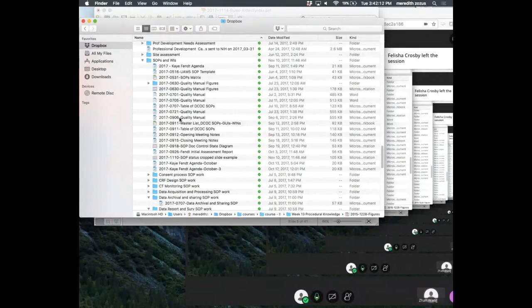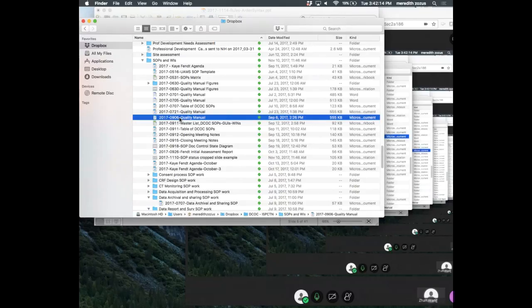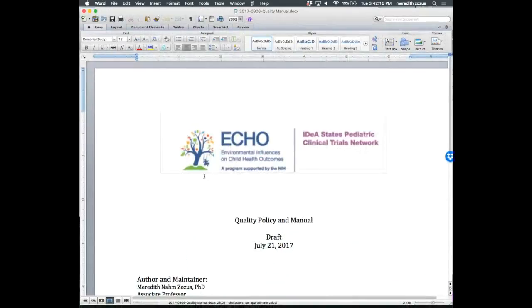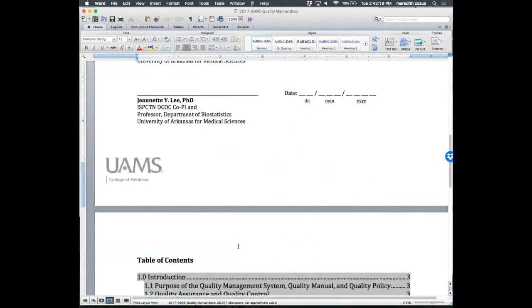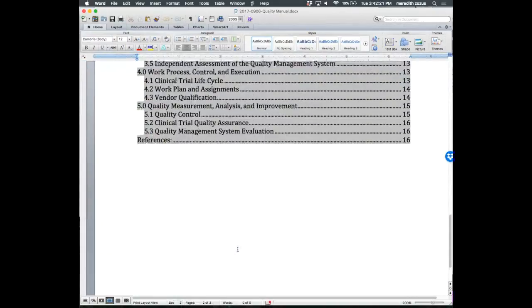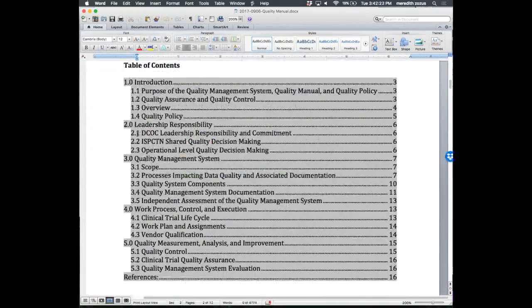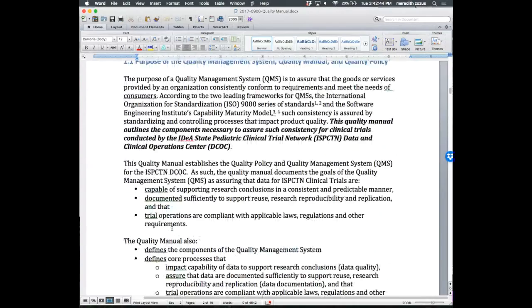Quality manual, there it is. So this is an example of a quality manual for the large data center. The components it has talk about leadership responsibility, the structure of the quality management system in terms of the scope and the responsibilities, how we partition the processes into procedures that are written and followed, and then how we measure and control those processes to assure consistency of our data.